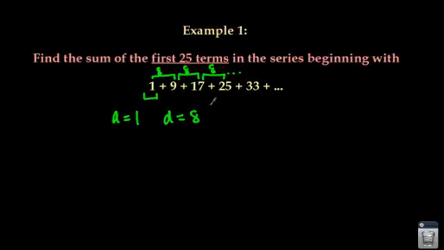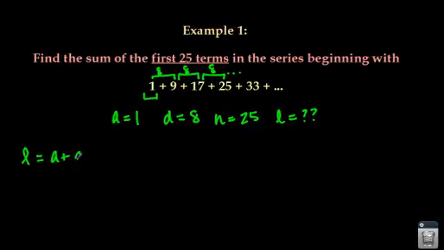So our common difference is 8. Our number of terms is 25. That's given because it says the first 25 terms in a sequence. We don't know the last term yet, but we could certainly find it. I'm going to show you how to do it both ways. I'm going to find the last term first.